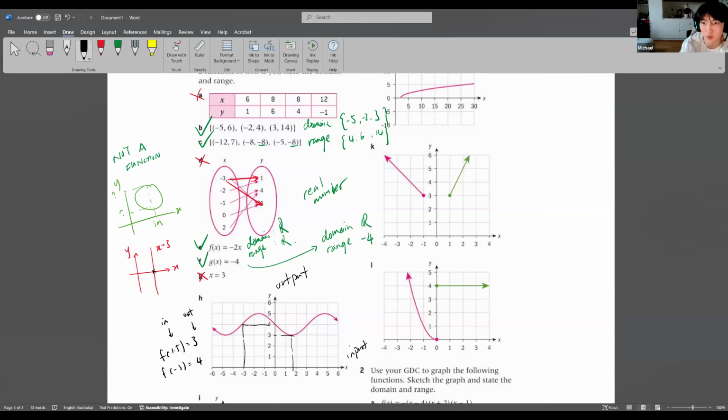In other words, the only allowed input is 3, but 3 gets you multiple outputs, which is very weird and not allowed. That's same input, different output. So it's not a function. For this one, you have to graph it and then see what it is.